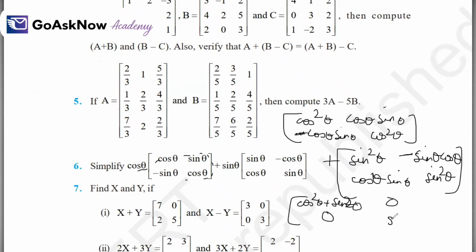And this one is sin square theta plus cos square theta. So these diagonal elements are 1 only, because you are getting cos square theta plus sin square theta. This is 1. This is also 1. This is 0, 0. You are getting identity matrix of order 2 cross 2. So I hope that you got this question. Let's move to the next one.